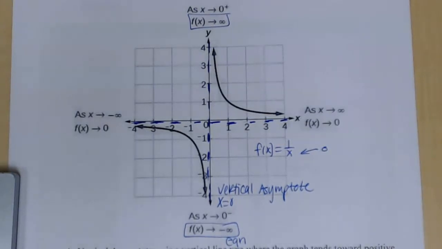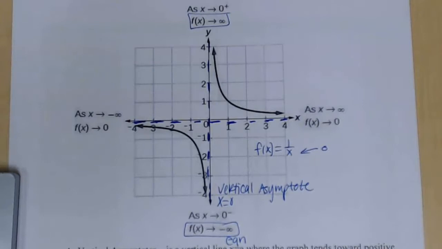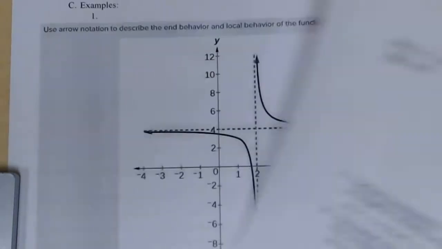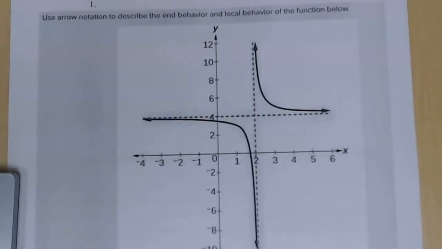So these will be the two main concepts that we're looking at in this section. How can we find vertical and horizontal asymptotes? How can we interpret them? And how can we see them from graphs or equations?